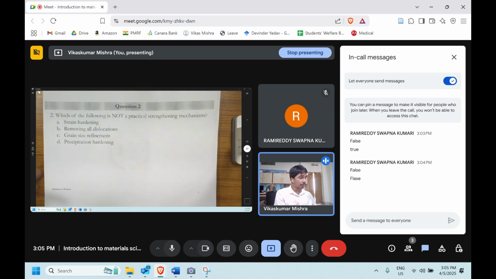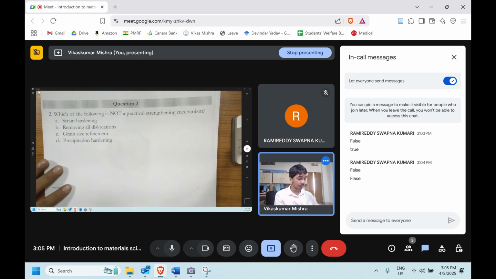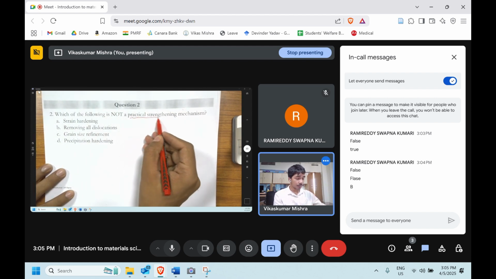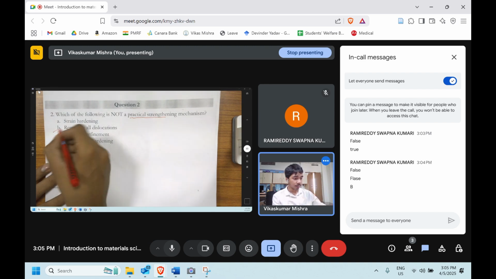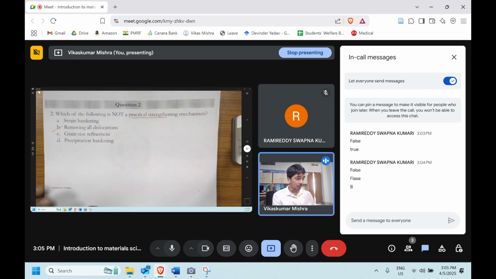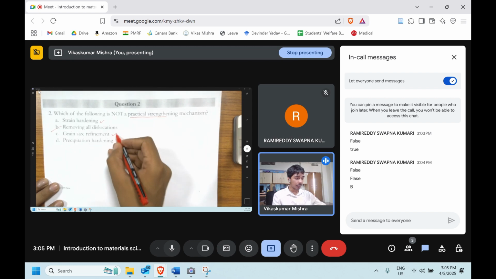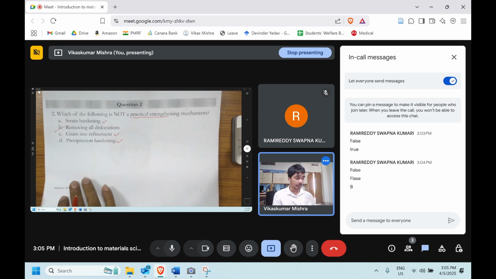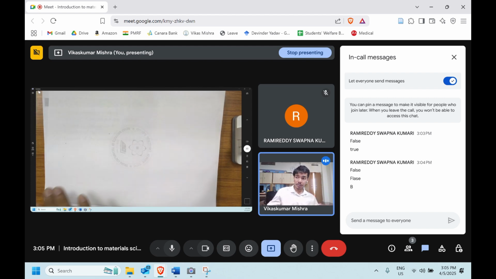Which of the following is not a practical strengthening mechanism? Not practically possible. Option B is the right answer. Perfect. We cannot remove the dislocations thoroughly; they are present by the way we create them. In the manufacturing process itself, dislocations are created, and it's not possible to remove them. Strain hardening, grain size refinement, and precipitation hardening are the methods by which we can strengthen the material. Let's go to question number 3.